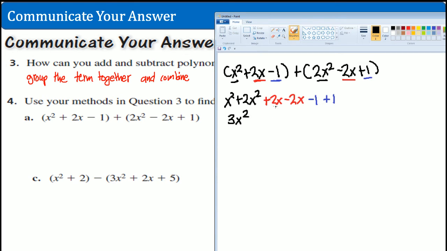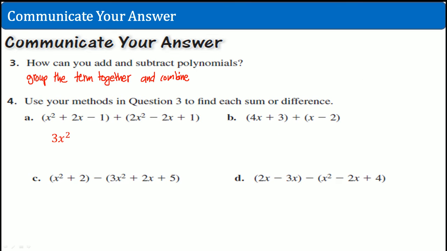becomes 3x squared. Here you had 2x minus 2x. This became, these terms go to 0. Okay, so this became 0. So this is plus 0. And then you had the negative 1 plus 1. It seems like this also went to 0. So these two also went to 0. So plus 0. So after we simplify, because we don't write the plus zeros, it just becomes 3x squared. Let's see if we are right. Let's check our work. Yep, we are correct.